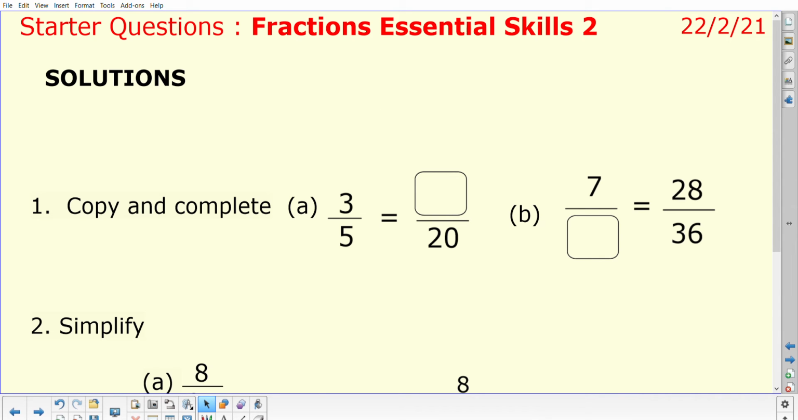So to continue with our topic on fractions and particularly looking at adding and subtracting fractions, we're going to be looking at how we do that with mixed numbers. In preparation for that, we're revisiting these skills that you've been asked to complete.